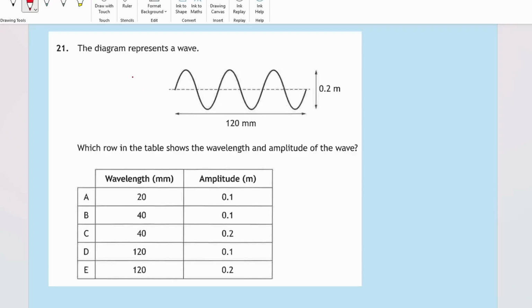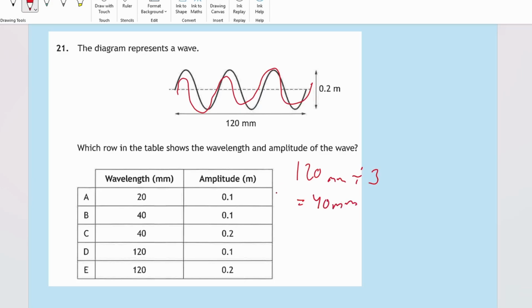Question 21 says the diagram represents a wave. Which row in the table shows the wavelength and amplitude of the wave? So the trick to this question is to count the number of waves. So we have 1 wave, 2 wave, 3 wave. So 3 waves in 120 millimeters. So 120 millimeters divided by 3 is equal to 40 millimeters.